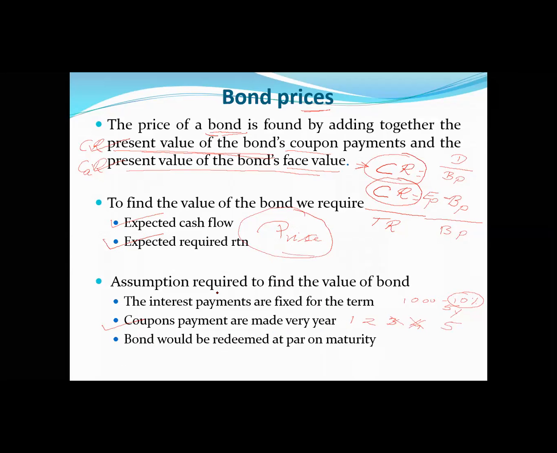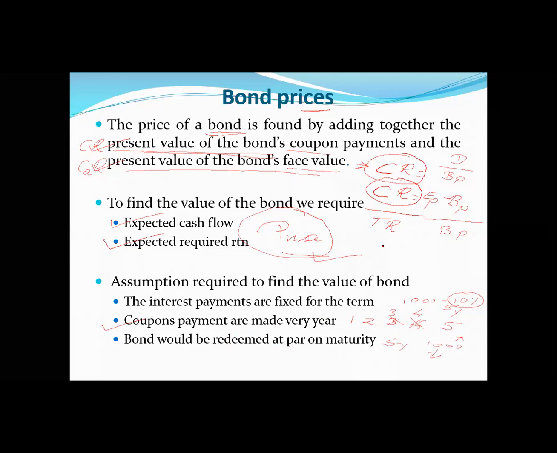So the second assumption is that interest has to be paid every year. Come what may, interest has to be paid every year. So she should get interest in the third year also, and in the fourth year also. Next, bonds would be redeemed at par on maturity. That means at the end of the 5-year term, Rashmi is going to get back the 1,000 rupees that she has invested. This value should be neither less nor more. Only then will we be able to find out the price of the bond. So there are some preconditions that we have to understand as far as finding out the pricing of the bond.